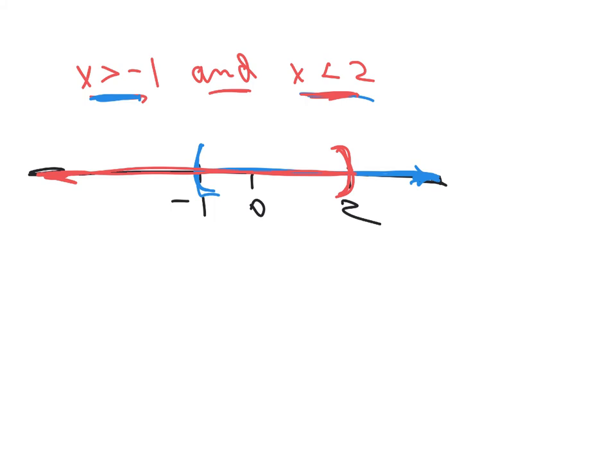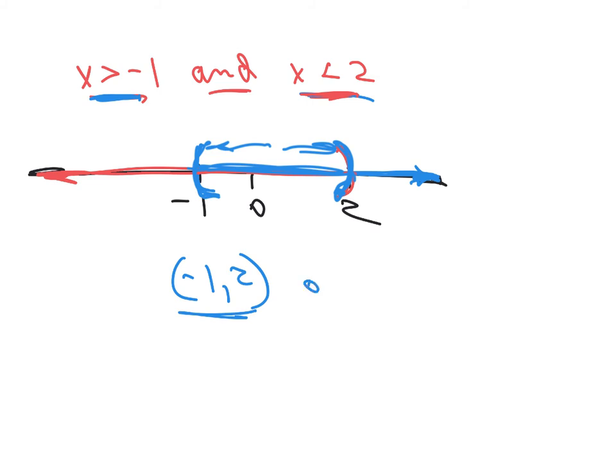-1 rounded, oops, wrong pen. 2 rounded, and everything in between there. If you were to write this in interval notation, it would look like that. This is as far left as we go. This is as far right as we go. And we put it that way.